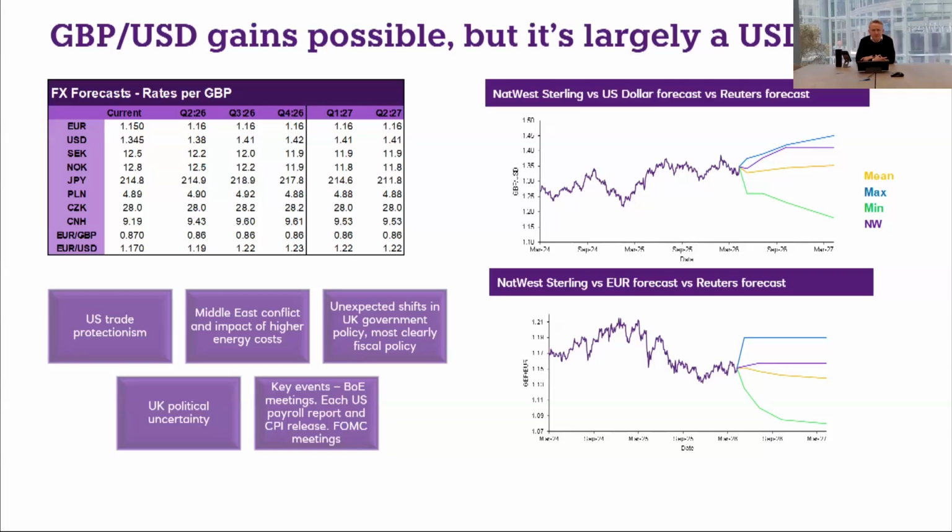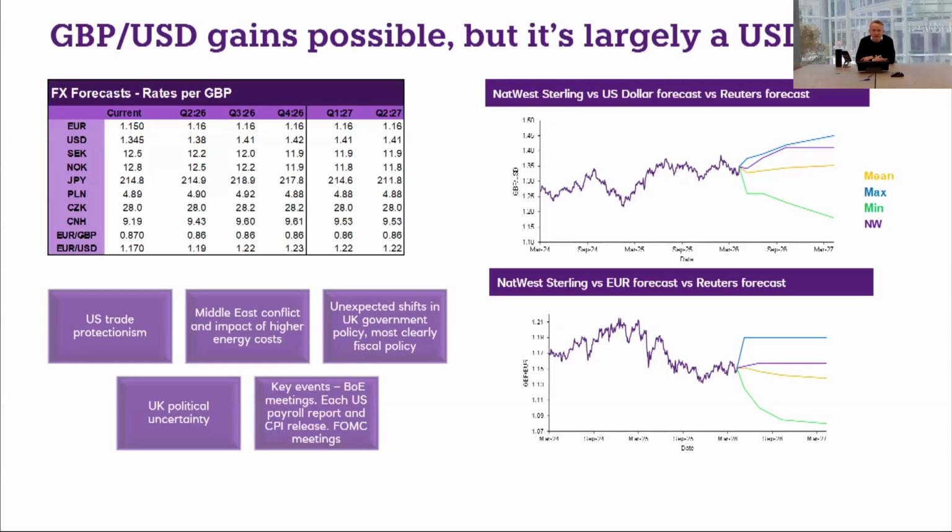This first chart also has some of the risks around the UK outlook and sterling. They're the boxes on the bottom left of the screen: trade protectionism, those kind of things. UK political uncertainty, we still think that's a risk event for sterling around those forecasts. And we've also got the Middle East, the conflict there.